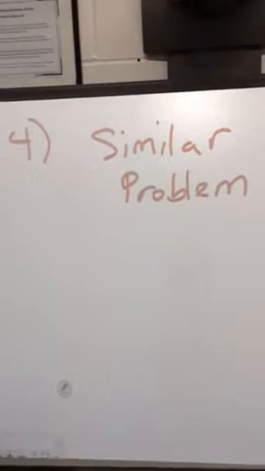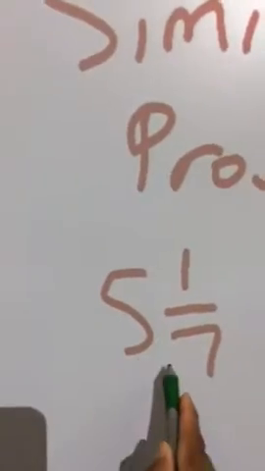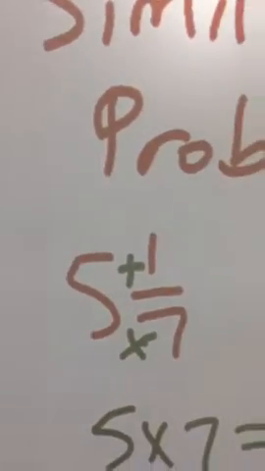So instead, still on number 4, let's use a similar problem. A similar problem would be 5 1/7. How do I change this into an improper fraction? Well, I take the 5 and the 7 and multiply them. So 5 times 7 is equal to 35, and then I add the 1. So 35 plus 1 is equal to 36.